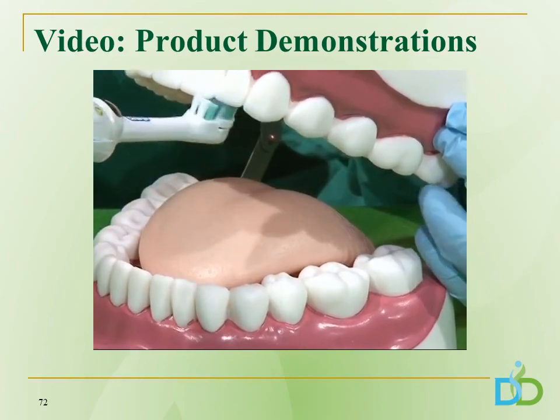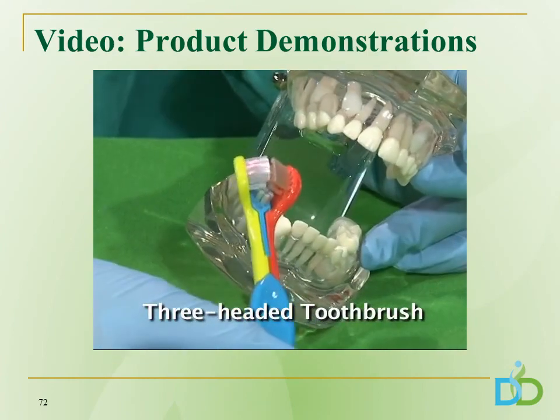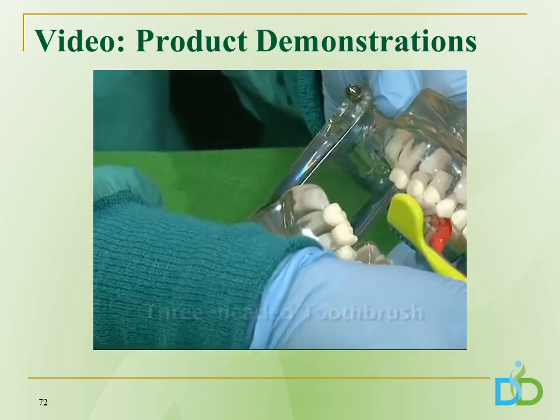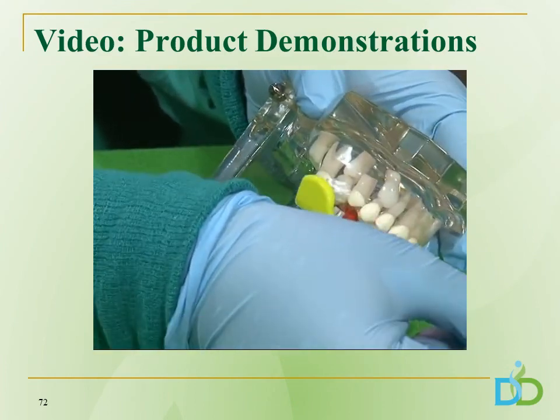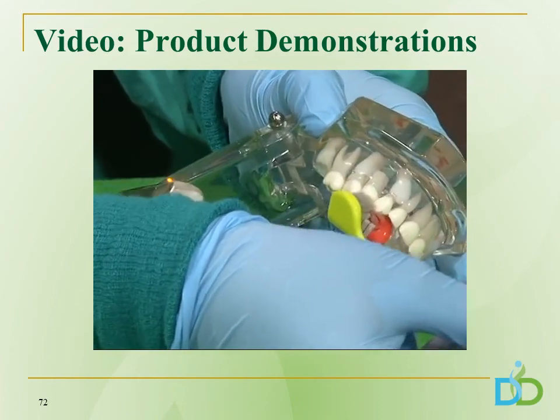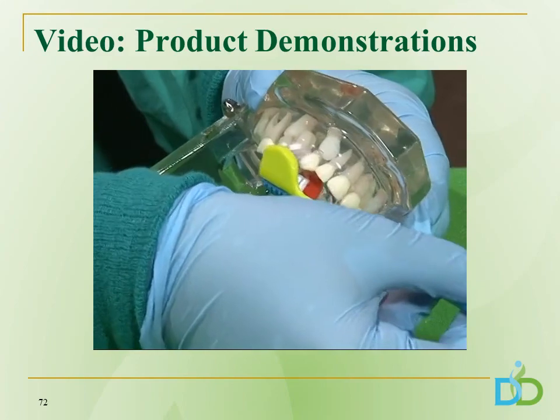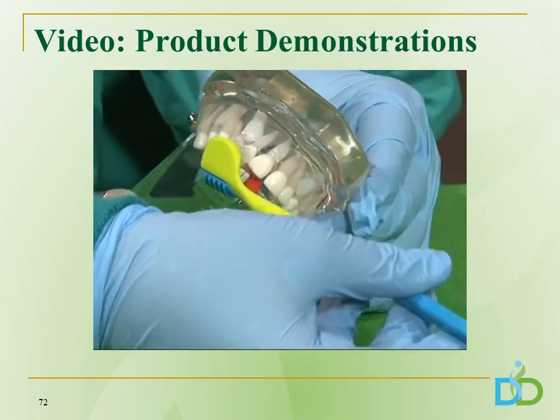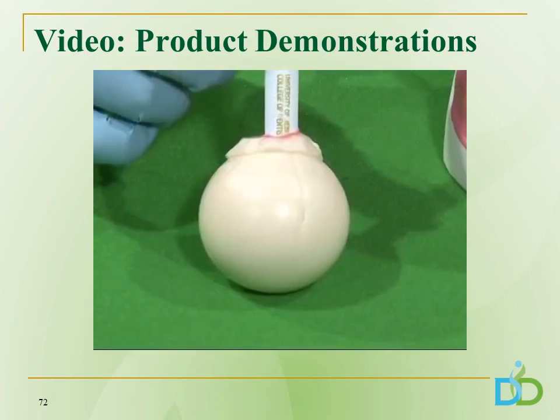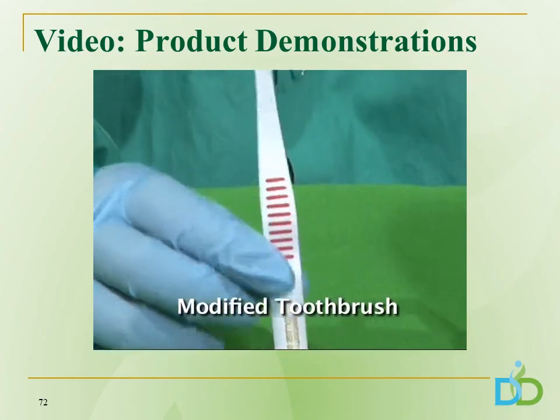This is a 3-headed toothbrush that allows you to brush all the surfaces of the teeth at once. So as you can see, it's brushing the cheek side or outer side of the teeth, the biting surface, and the inside surface of the teeth at once. So for patients that have a difficult time keeping their mouth open long enough to brush, this is a good toothbrush to use. You can modify a toothbrush handle for patients who have difficulty with holding the toothbrush.